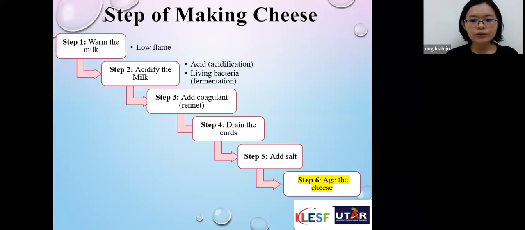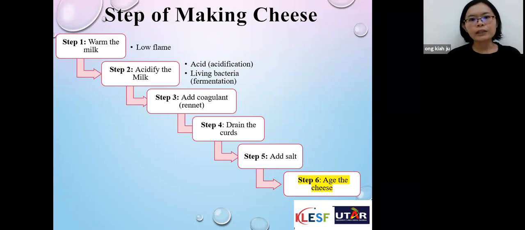Okay, if you don't want to use acid, don't worry, you can still use living bacteria. This living bacteria will undergo a fermentation process, and through fermentation it will produce lactic acid. This lactic acid will help to acidify the milk. Of course, if you compare acidifying the milk with acid versus bacteria, living bacteria will take a longer time, because the fermentation process takes hours, so you need to spend more time on that.